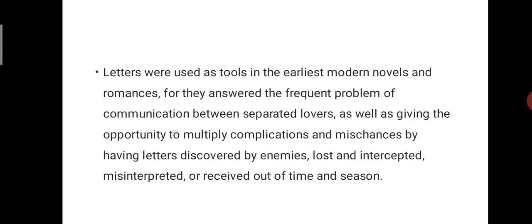In the next lecture we will see how it developed after the 16th century, in the 17th and 18th centuries, and what the characteristics are, particularly related to the English novel.